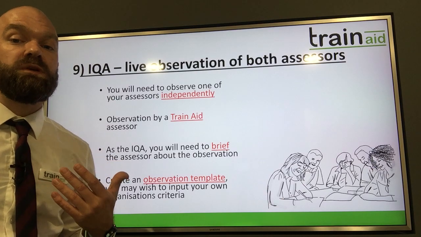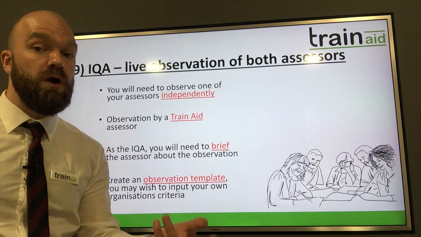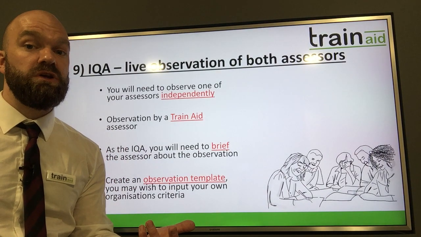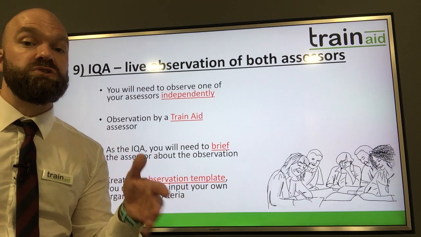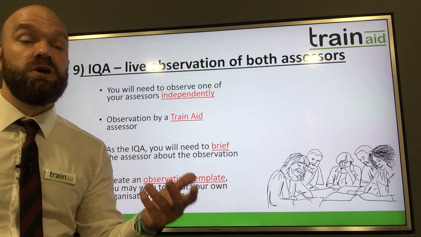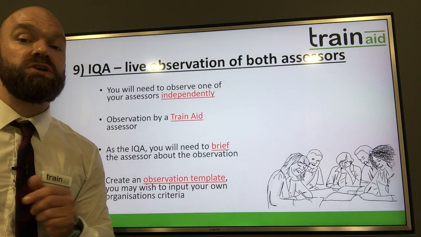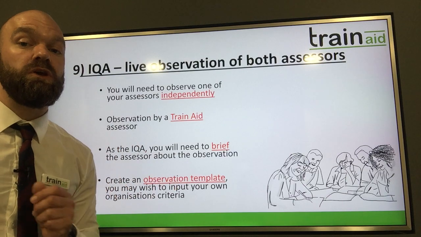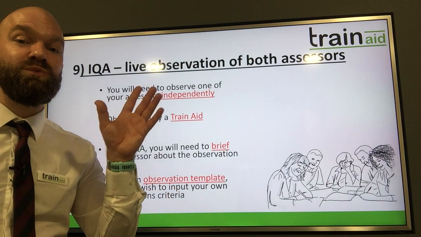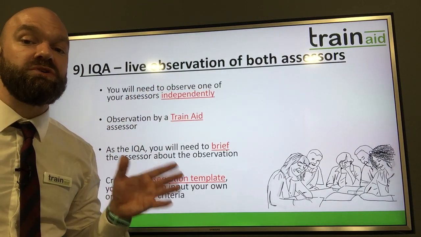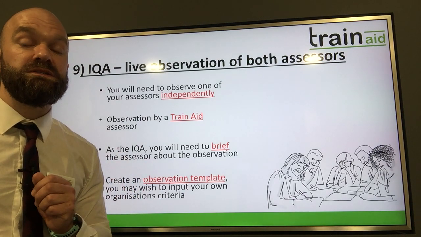Some of the things that we are going to be looking at is how you brief your assessor or trainer prior to the assessment observation. We're going to be looking and monitoring you throughout the observation, so perhaps looking at where you stand, how you monitor your assessor during the observation, and finally we're going to be observing you on how you deliver feedback as well. But just to reiterate, you observe your first assessor independently and your second assessor, otherwise known as Day 3, with a TrainAid team member.